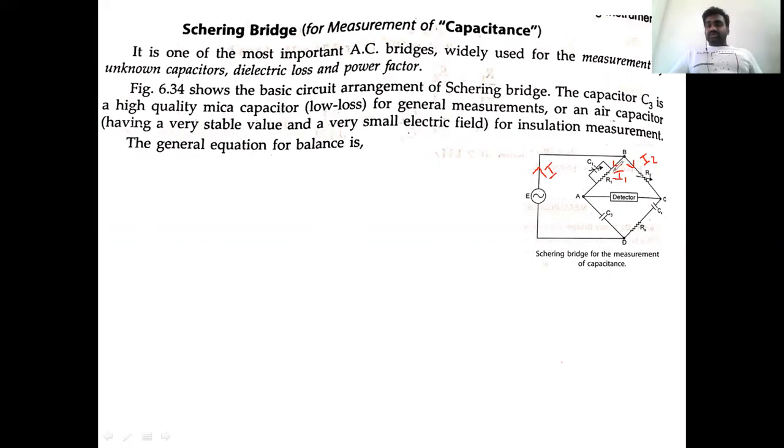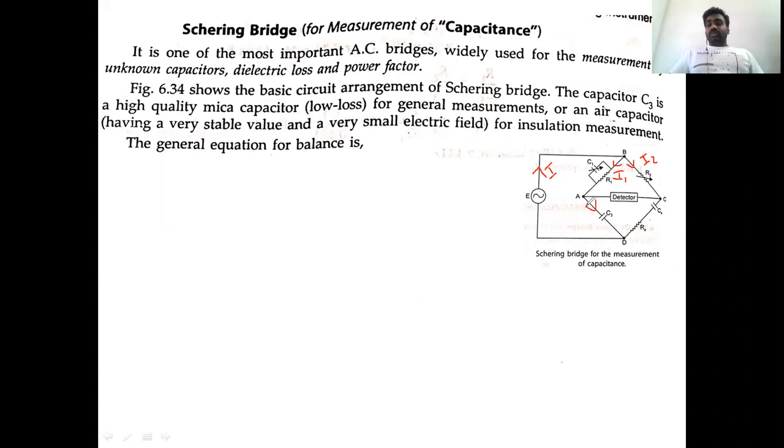See the first path, A to B. What are the elements present in the first path A to B? R1 is the resistance in parallel with a capacitor. This is the standard capacitor, in the sense a variable capacitor. A variable capacitance is connected in parallel with the resistance R1. And here we have a variable resistance in the second branch B to C. Current flowing through the first branch is represented as I1, and current flowing through the second branch is represented as I2.